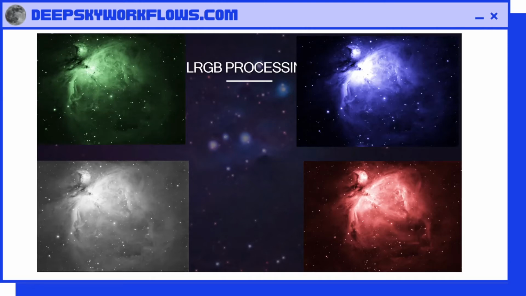And there's several reasons for this. Some things like stars show up in the luminance channel better. Nebula often show up in the red channel better. So separating the channels gives you a little bit more fidelity and control over the process.